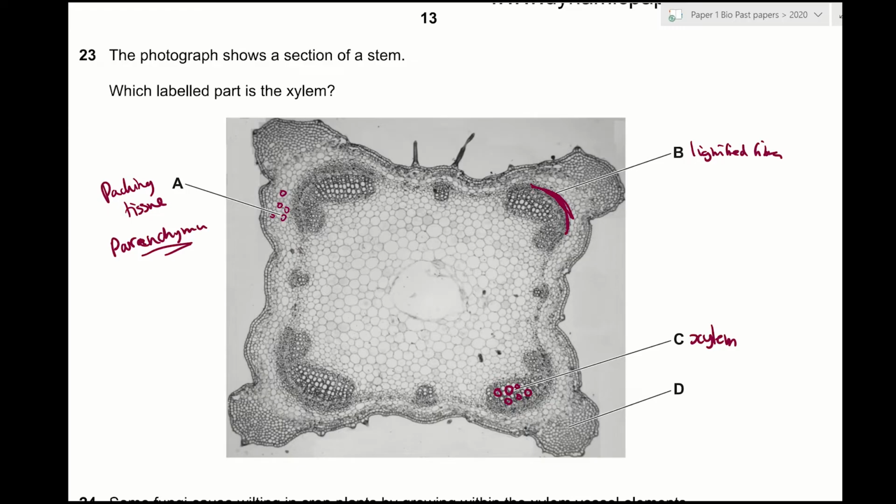And for D, this is going to be the collenchyma, or as I call it, celery. Just remember it was celery. Celery stems have a hard part, and this is what's called the collenchyma. Therefore, the answer is going to be C.